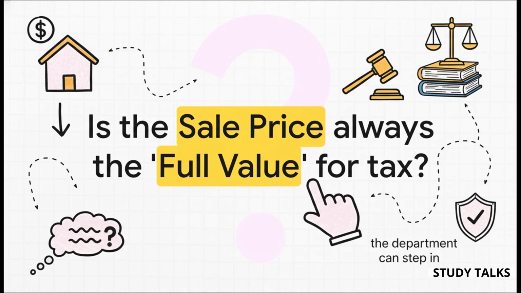Section 50C. This is a classic. The moment you see a question involving the sale of land or a building, your alarm bells for Section 50C should be ringing. So pay very close attention here. Now you might think, hey, I sold a property for a certain price, so that's what I report. Right? Simple enough. But is that what the Income Tax Act says? Well, not always. This is exactly where the department can step in and challenge your number.